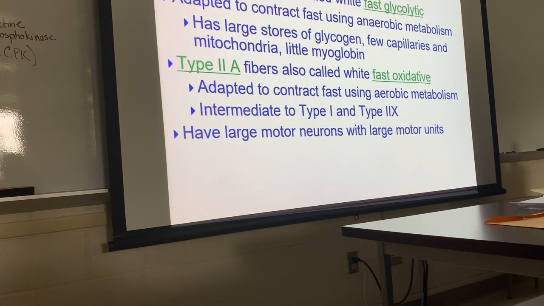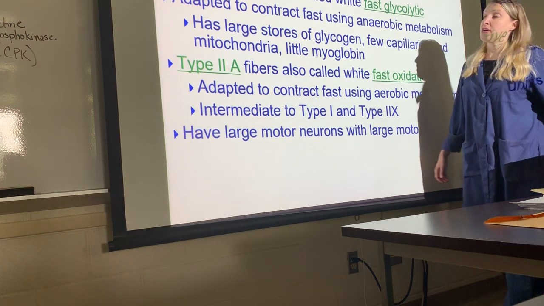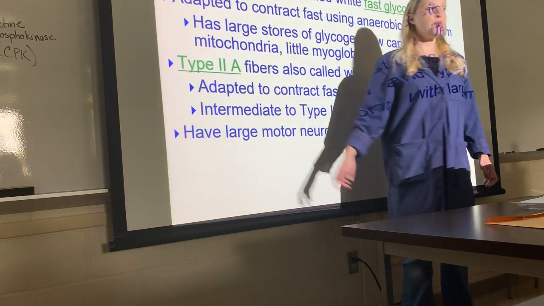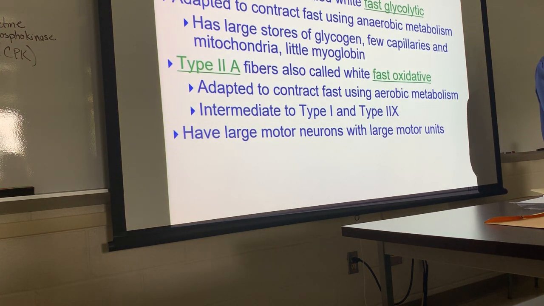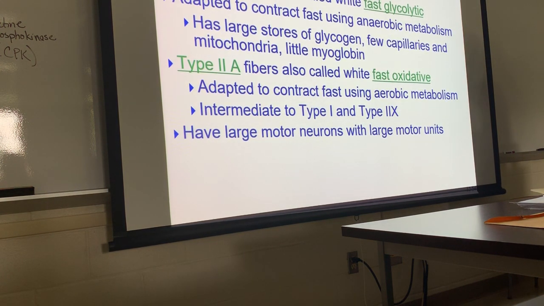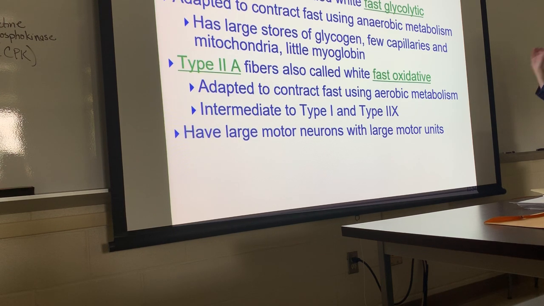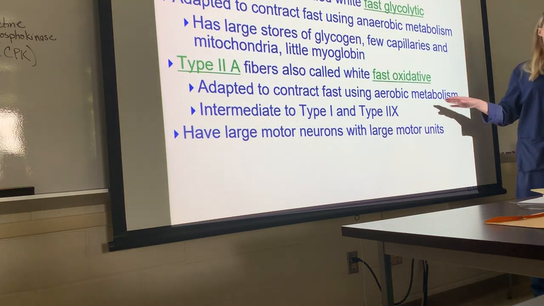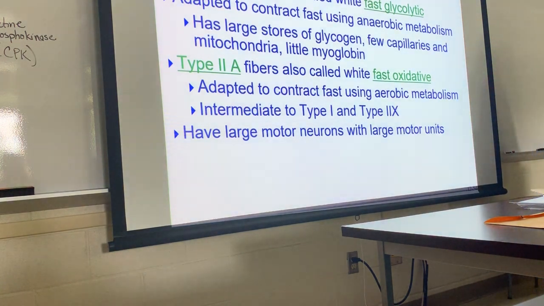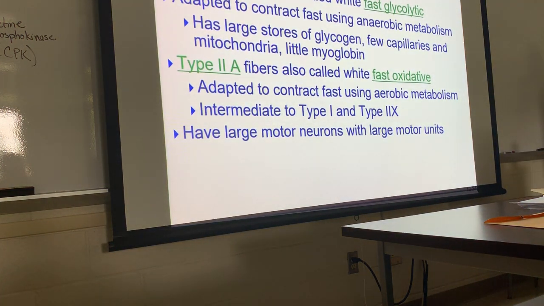All right. So then in the middle, and these are pretty desirable to have, we have type 2A fibers, which are known as fast oxidative fibers. These are adapted to contract fast using aerobic metabolism. So these actually do have some mitochondria, and they have capillaries. They have more oxygen aerobic capacity to make their energy. So that's why they don't fatigue as fast.